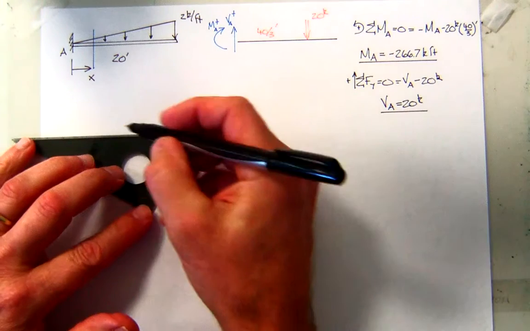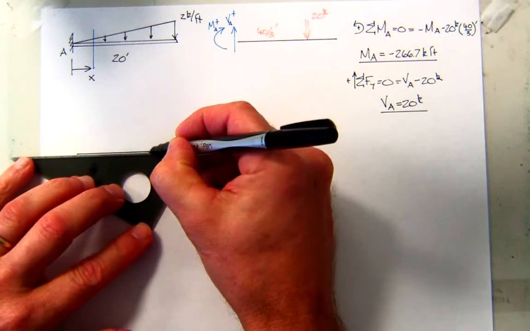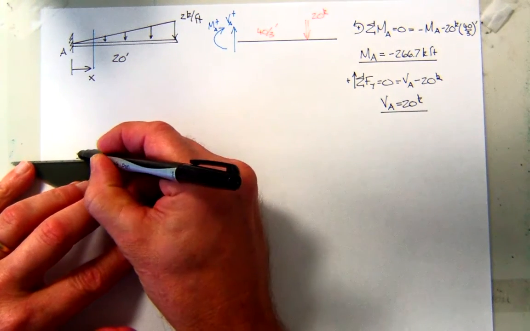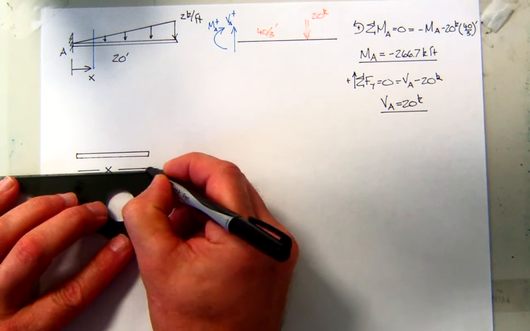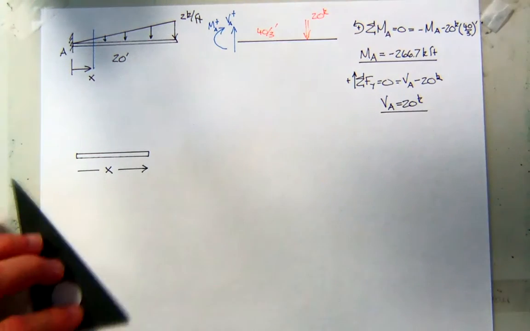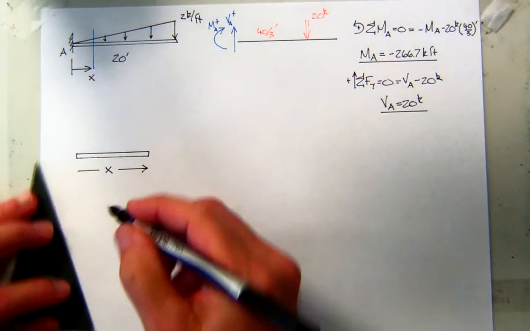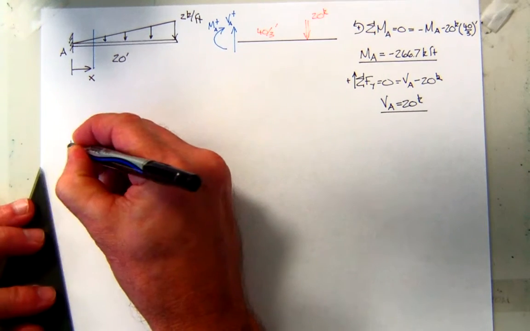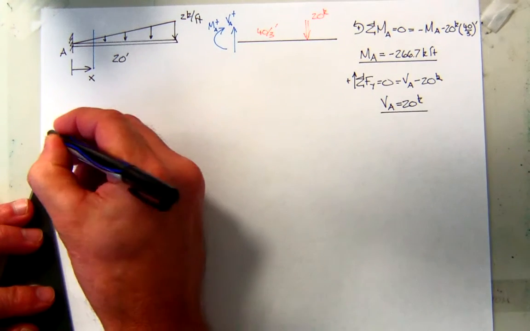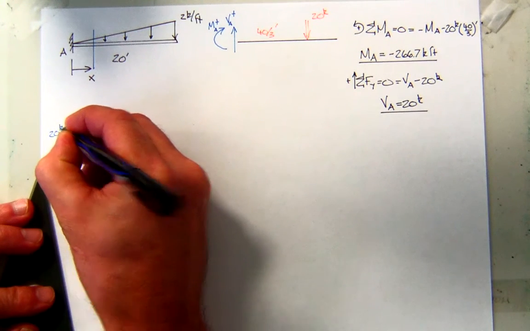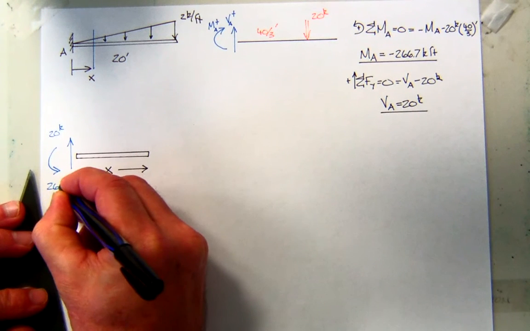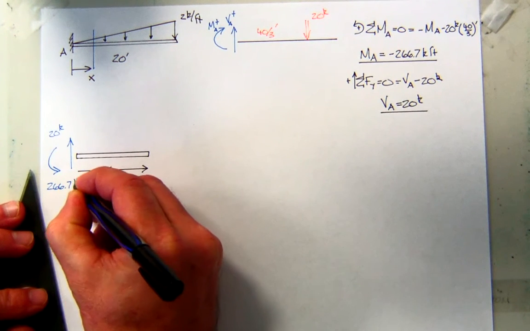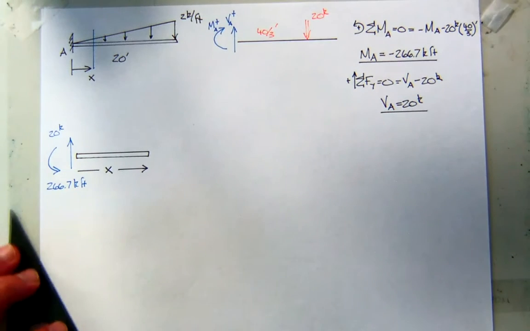I'm going to draw this a little bit bigger. I'm going to draw the free body diagram of my structure cut at some distance x. And I'll let you know which direction we're going. I already know at my far left side that I have a positive shear force of 20 kips and a negative bending moment of 266.7 kip feet.